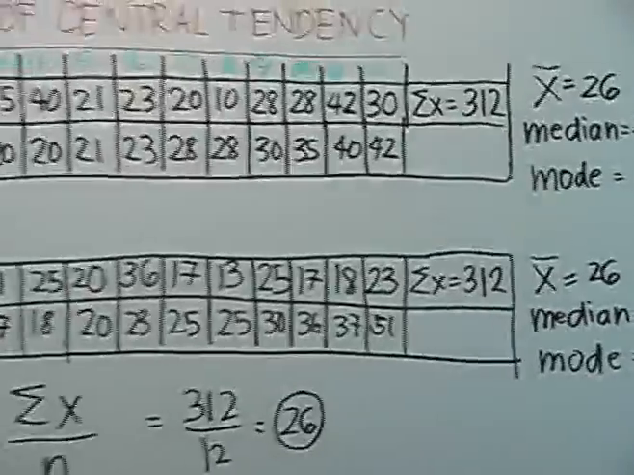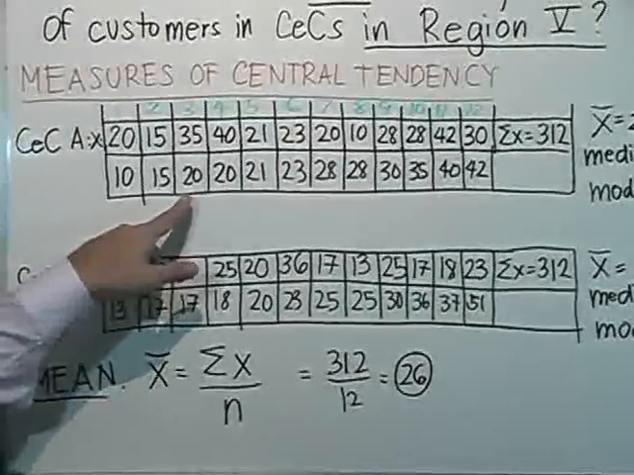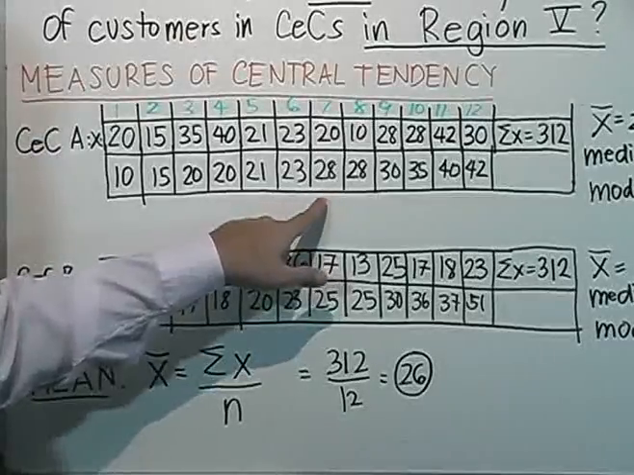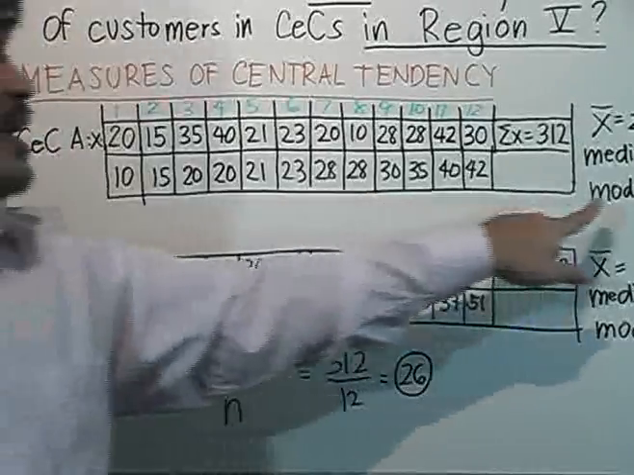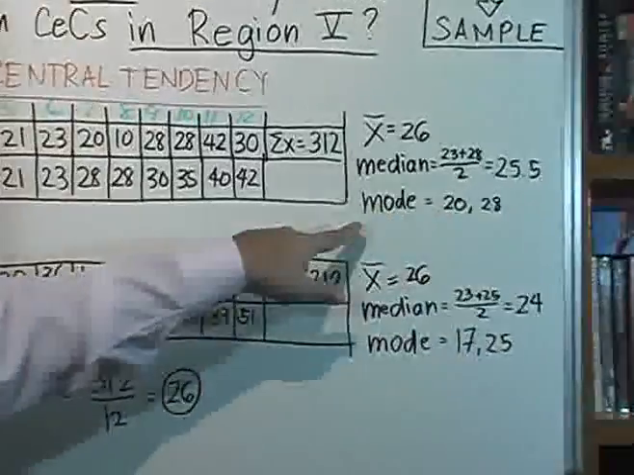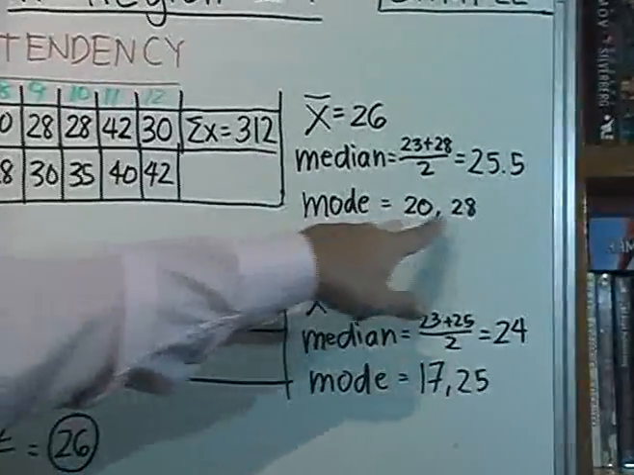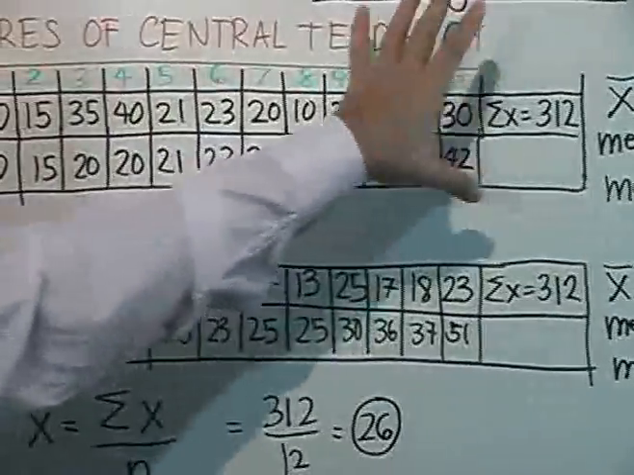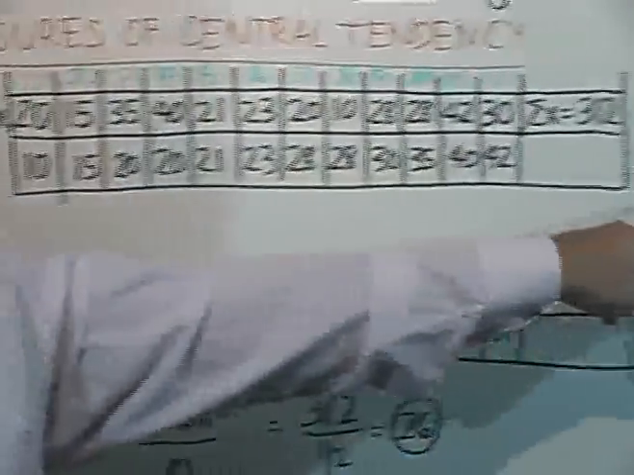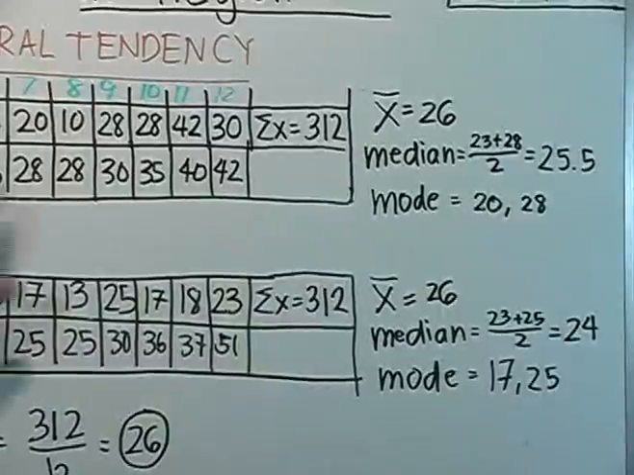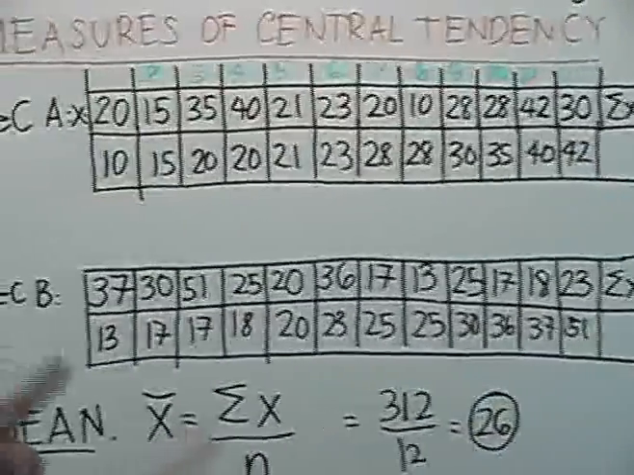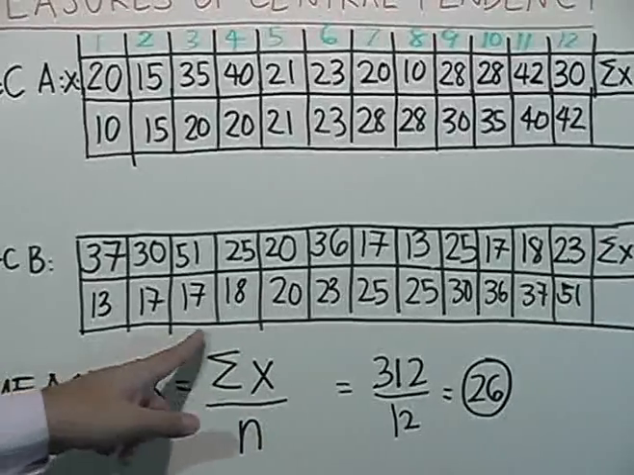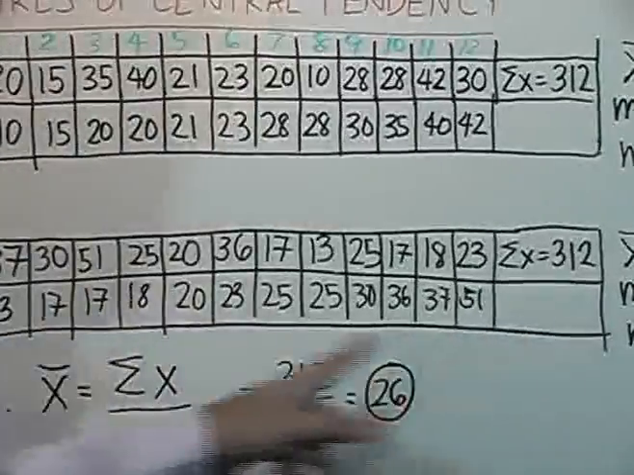And the mode describes the most commonly seen individual measurements in an ordered array. For example, in CEC-A, the most commonly seen figures are 20, which appears twice, and in this case also 28, which appears twice. So you actually have two figures in the mode. This is what we call a bimodal set of measurements, because you have two modes, 20 and 28 for CEC-A. For CEC-B, the two most common measures are 17 and 25.